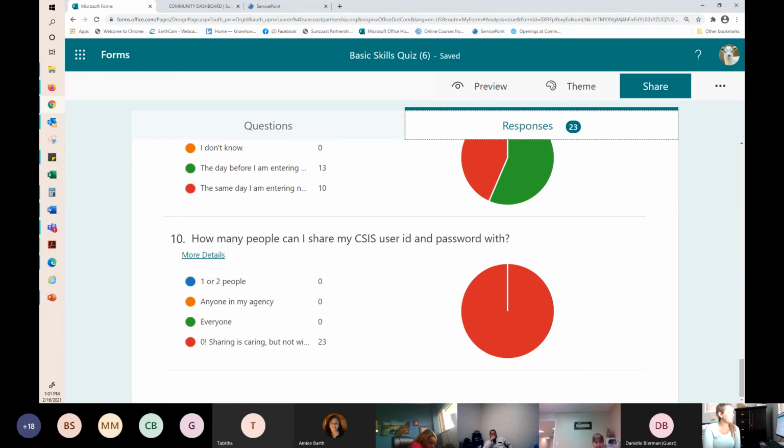And who can I share my user ID and password with? No one, 100% for everybody. Thank you guys so much. This is honestly one of the best quizzes I've seen. Thank you guys so much for all of your time and your participation. I will be seeing a majority of you again in our future trainings. So we can go, good job, George.